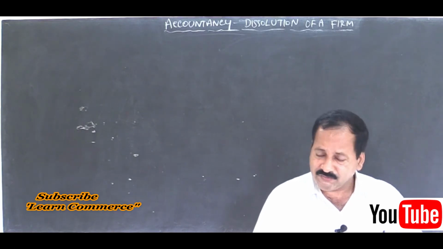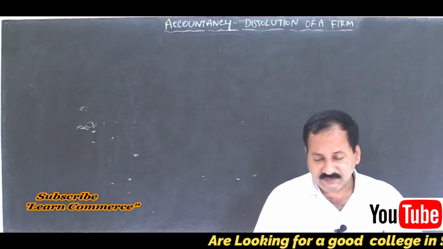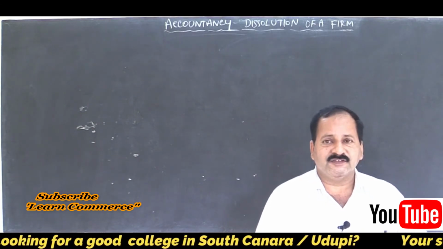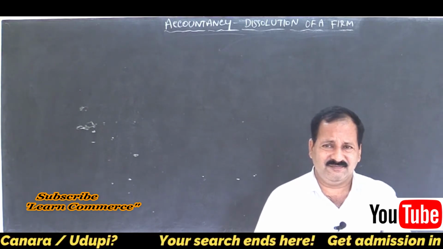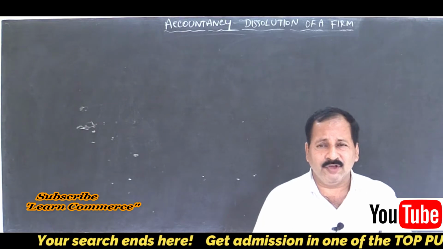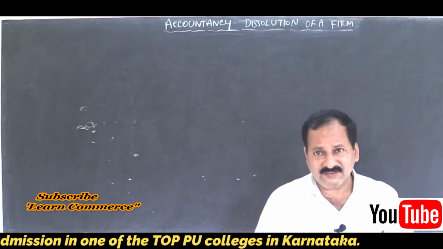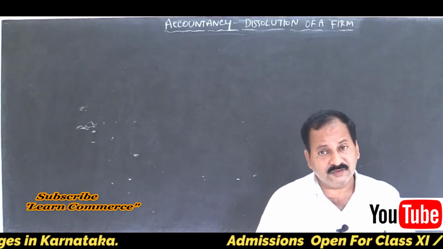Joint life policy should be transferred, it is an asset. Machinery should be transferred, fixed asset. Prepaid rent, what about this? Prepaid rent is expenses paid in advance, it is an asset, correct? This should be transferred because it is also an asset.